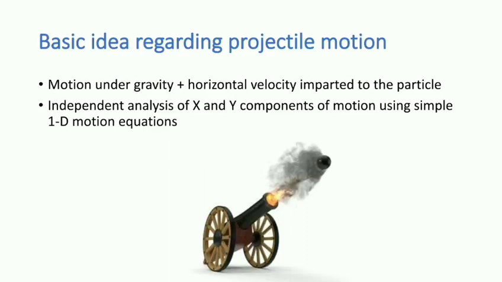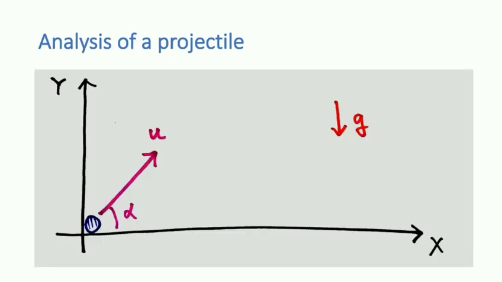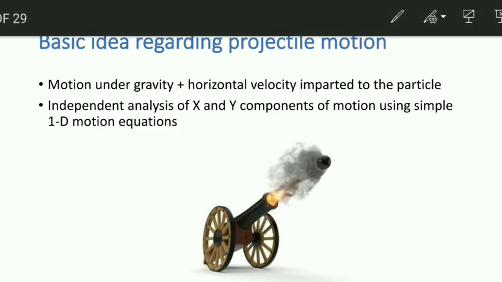So let's get the basic idea regarding projectile motion. Projectile motion is the motion under gravity and the horizontal velocity imparted to the particle. Let's understand what we mean by this. Suppose I have a particle here. I am projecting it with a velocity u at an angle alpha.